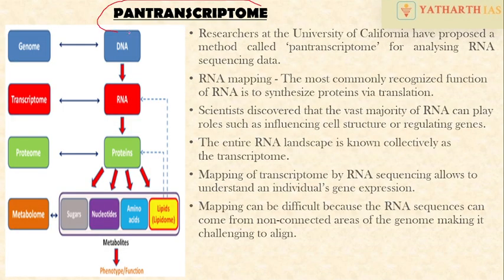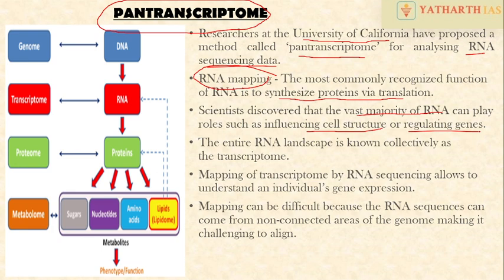Next is about PANTRANSCRIPTOME. It was in news because the researchers at the University of California proposed a method called PANTRANSCRIPTOME for analyzing RNA sequencing data. So what is this RNA mapping? The most commonly recognized function of RNA is to synthesize proteins via translation. So scientists discovered that the vast majority of RNA can play roles such as influencing the cell structure or regulating the genes. The entire RNA landscape is known collectively as the transcriptome. Mapping of transcriptome by RNA sequencing allows us to understand an individual's gene expression.